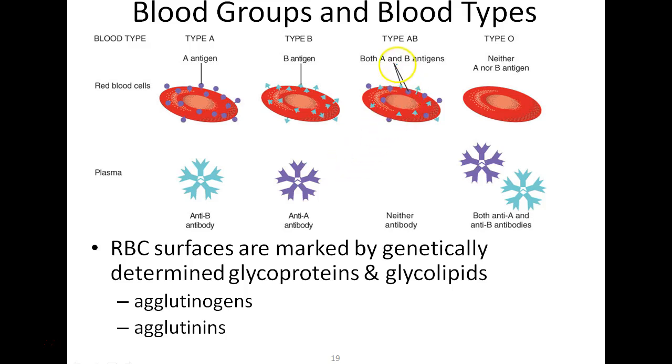Notice how in type AB blood, the person has both A and B antigens present, but in their plasma, there should be no antibodies available. Lastly, our type O blood type: on the surface of that red blood cell are neither A nor B antigens, and this person does have both types of antibodies floating in the plasma.